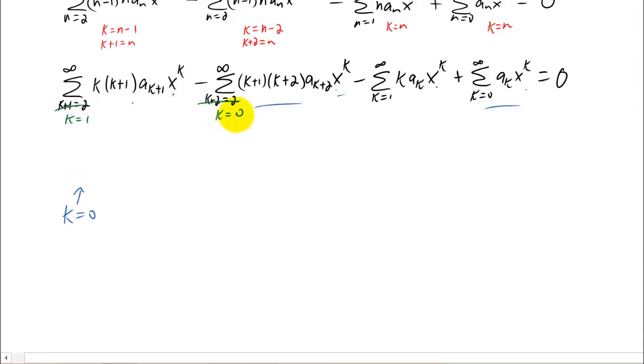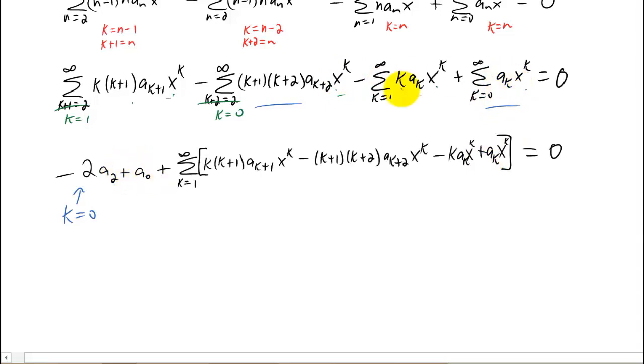So k equals 0 in this sum is going to give us a negative 1 times 2 a sub 2 x to the 0 power. And in this summation here, k equals 0 is just going to give us a plus a naught. And now that we have 4 summations that all have x to the k in them, and they all have a lower index of summation of k equals 1 after pulling out these two terms, we can combine all 4 of those summations into one.